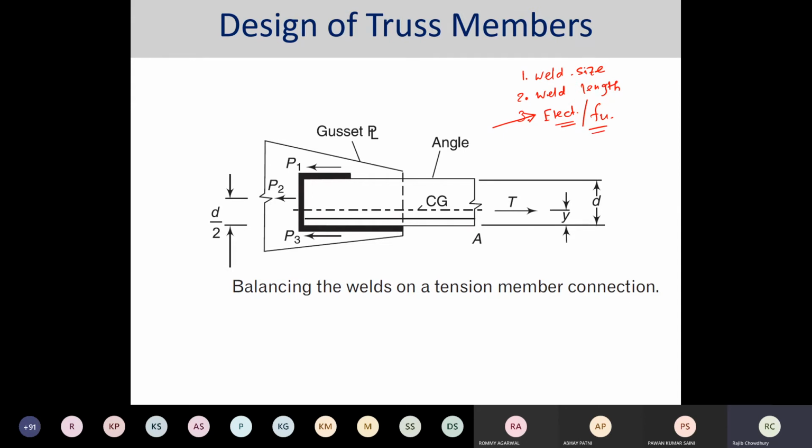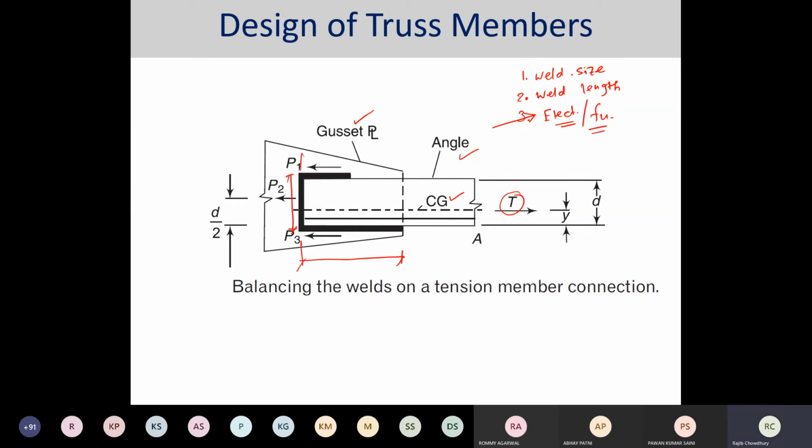Now over here in this particular schematic, you may wonder why it is showing the center of gravity. This is the angle section, this is the gusset plate, and on the angle section a force T is provided. So what exactly do we require? We require to find how much is the length of this weld.